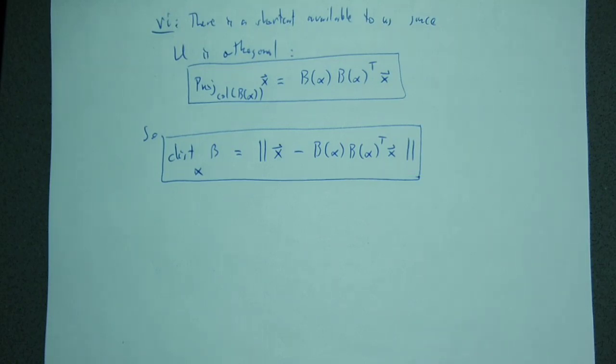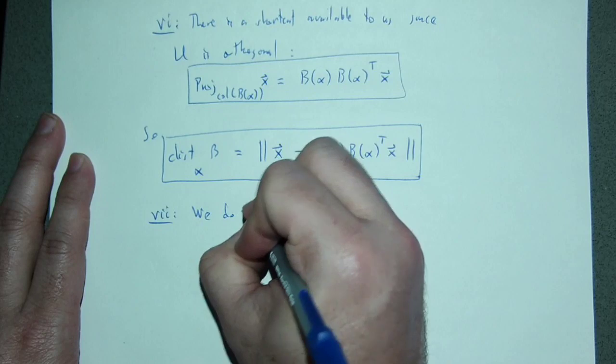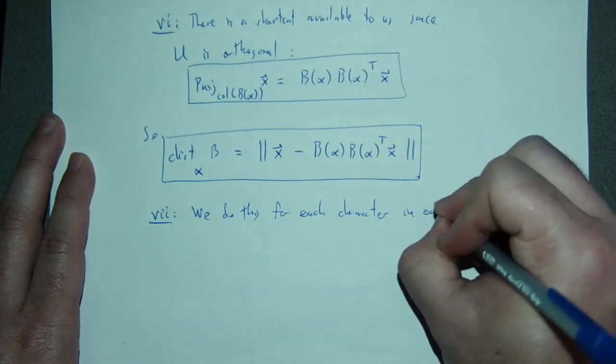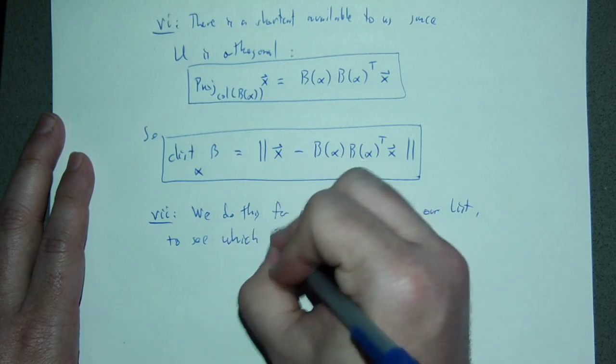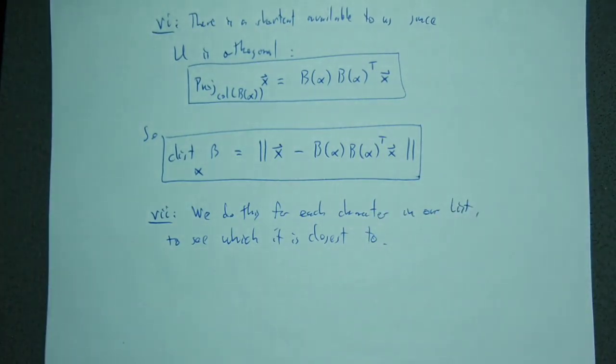If we start the process with an entire collection of characters, then an unknown character can be compared against each of them in turn. Then you can evaluate which it's closest to. So last step, we do this for each character in our list to see which it is closest to. More accurately, we're taking each character basis for our known characters and seeing how close we can get to the unknown character using each character basis. The character basis that does the best job is the one that we choose.